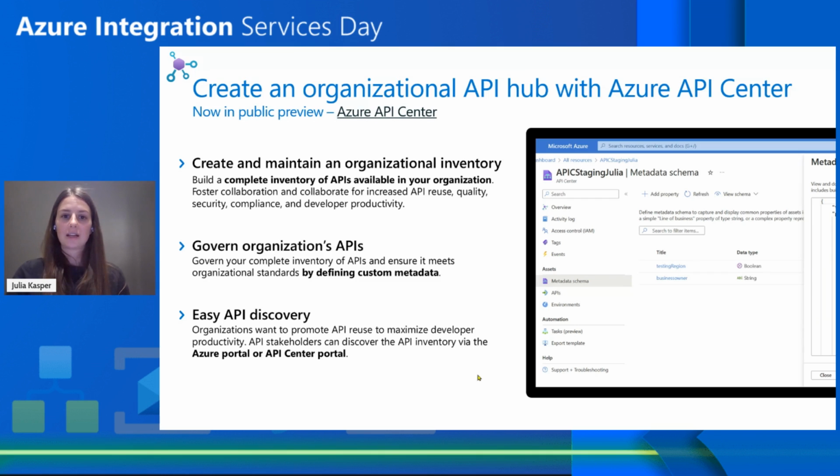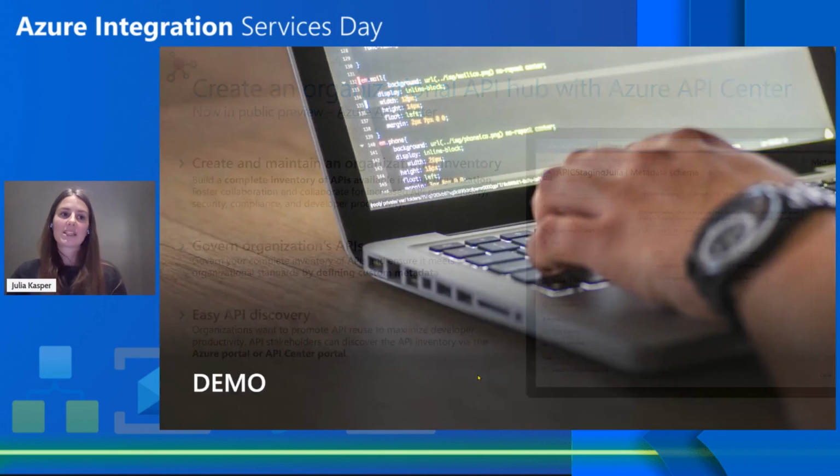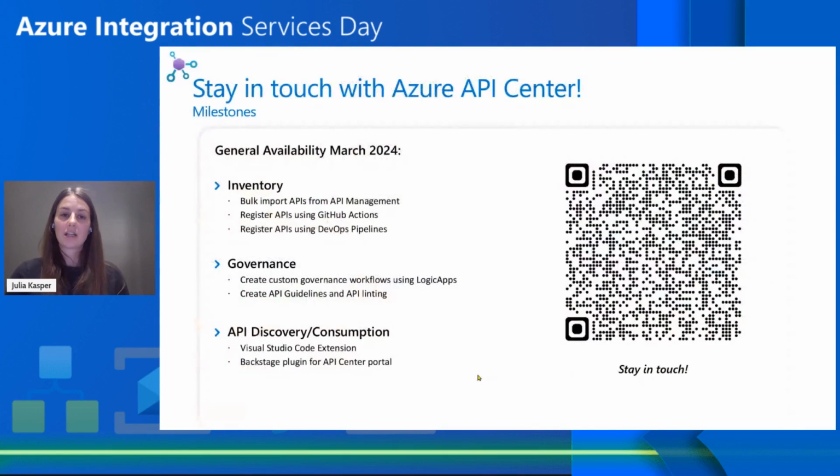So yeah, to wrap this up, as I mentioned, we are still in public preview. GA is currently planned for March 2024. What are some of the things we are working on? For inventory, we want to support bulk import, especially APIs from API Management. We love automation. We talked about this. So we want to support functionalities or support for GitHub Actions and DevOps pipelines as well.